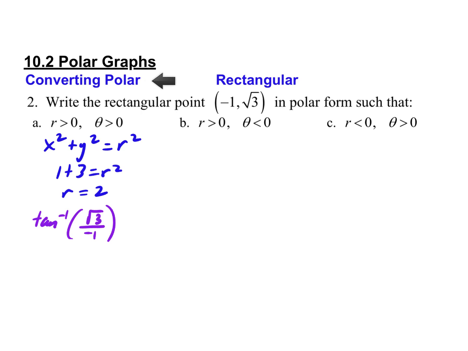Let's figure out what that angle is. It's either pi over 6 or pi over 3. Except it's not pi over 3 or pi over 6. Why not? Because x is negative. So it's got to be a reference angle with one of those. Which one is it? Is it the 2nd or 3rd quadrant?